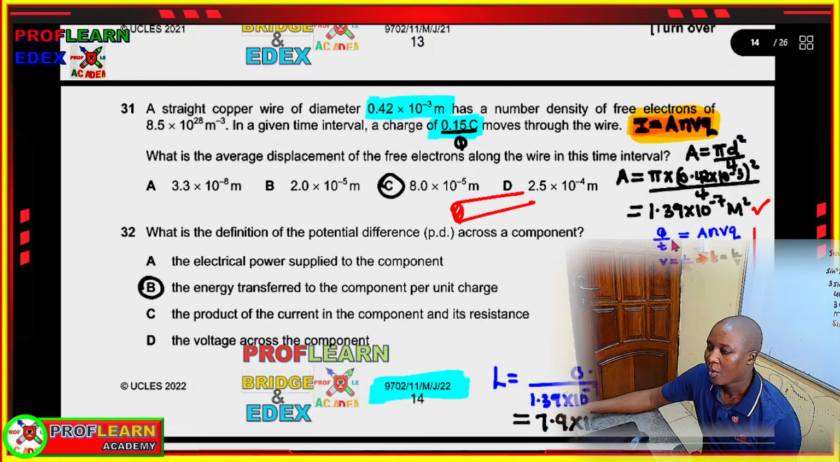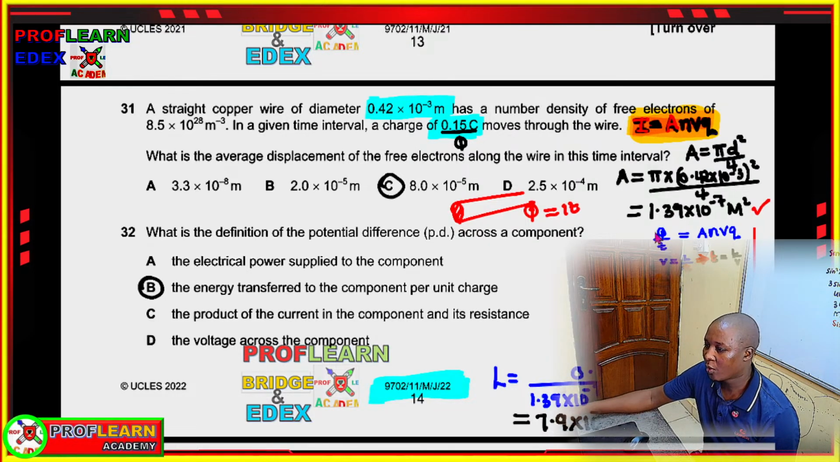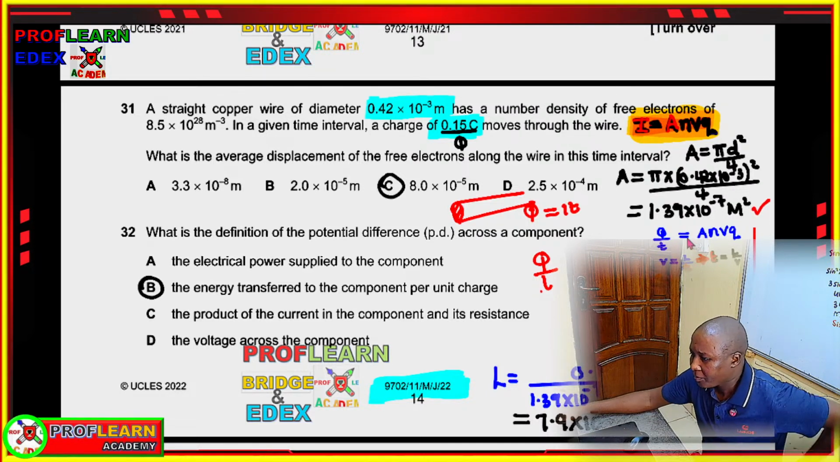Then once we have done that, we need to remember that because we said we're going to use current is equal to ANVQ, then we are going to appreciate the fact that charge is equal to what? IT. So from charge equal to IT, we can say current is equal to charge over time. So I got this formula. Then, having that, do you remember velocity is displacement over time? Also, do you remember that?